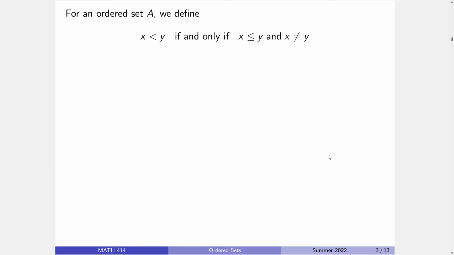Something that we do a lot is strict inequality. In an ordered set, x is strictly less than y if x is less than or equal to y, and x and y are different from each other.